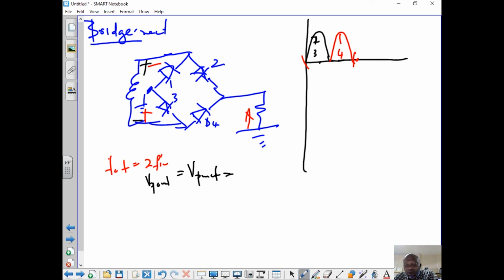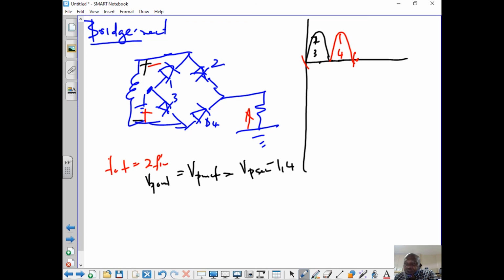Now look at it. V peak rectified, what is it equal to? It's equal to V peak secondary minus, how many diodes are on at a given time? 2 diodes, so therefore minus 1.4. Now you're able to calculate this.